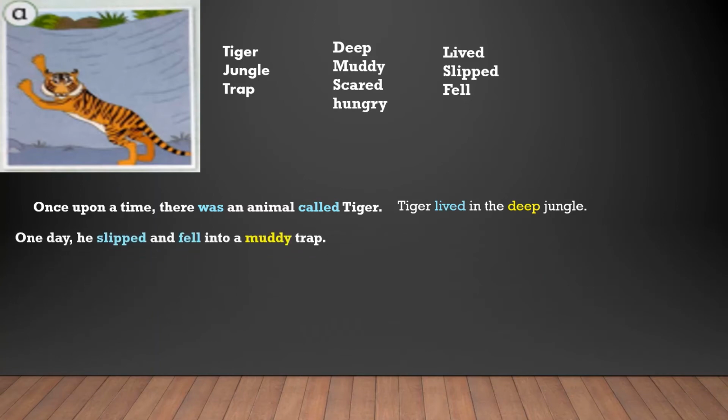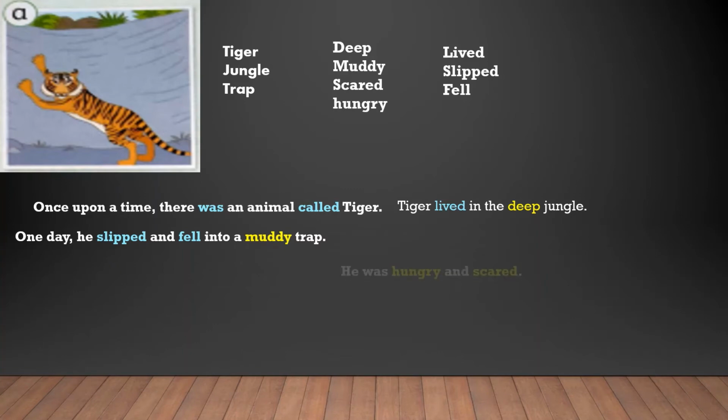One day, he slipped and fell into a muddy trap. In this sentence, I used two verbs, slipped and fell, and they are joined together with and. And we have used the word trap as a naming word, and I got a describing word for the trap, which is muddy, because this trap was muddy.